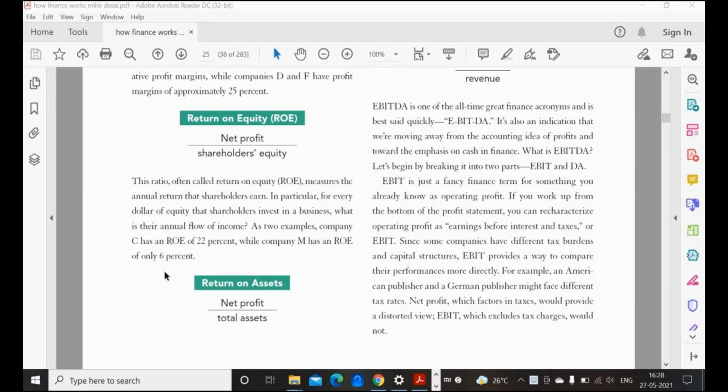Guys, the last thing that we studied in our previous video, that is part 2, was return on equity, right? We were studying chapter 1 of How Finance Works by Mihir A. Desai, in which we were studying financial ratios, where the last ratio that we studied is return on equity. So let's continue from the next ratio, that is return on assets. Now, return on assets is given by net profit by total assets, right?